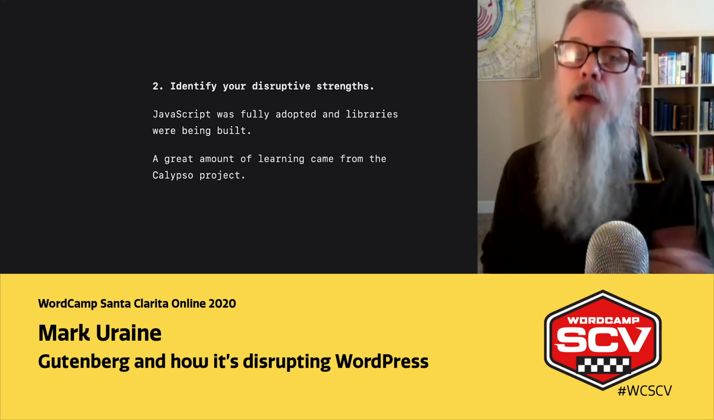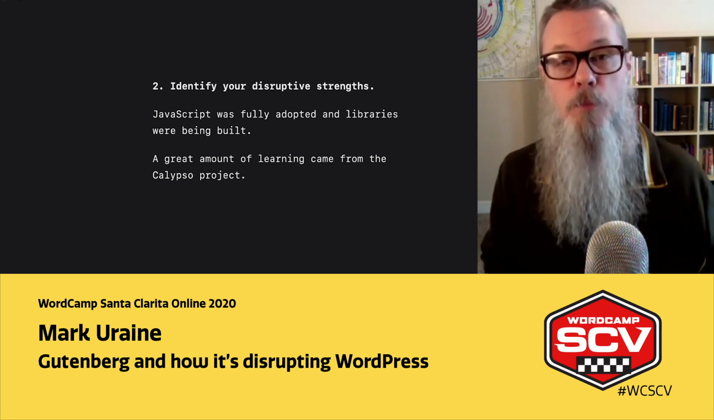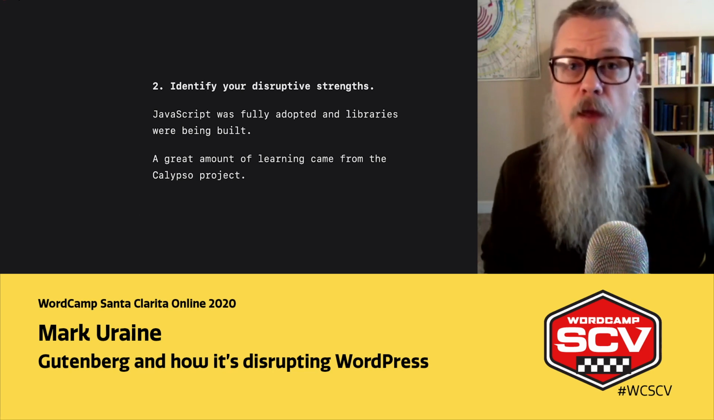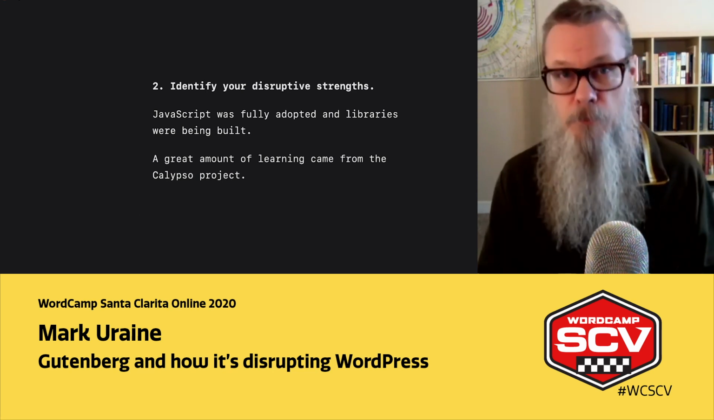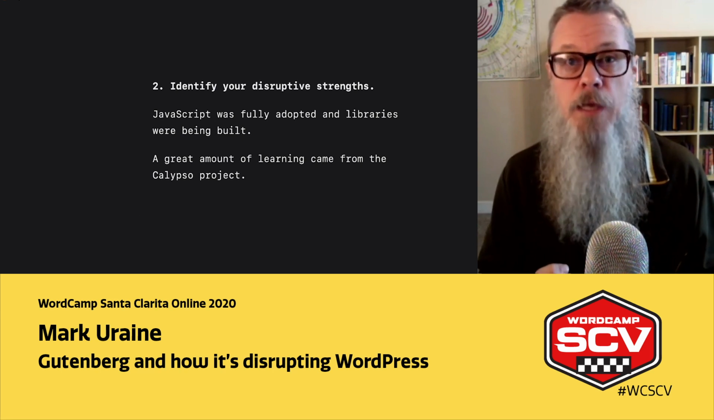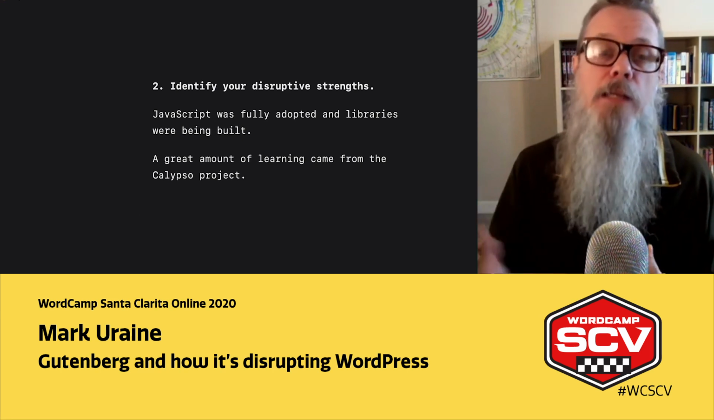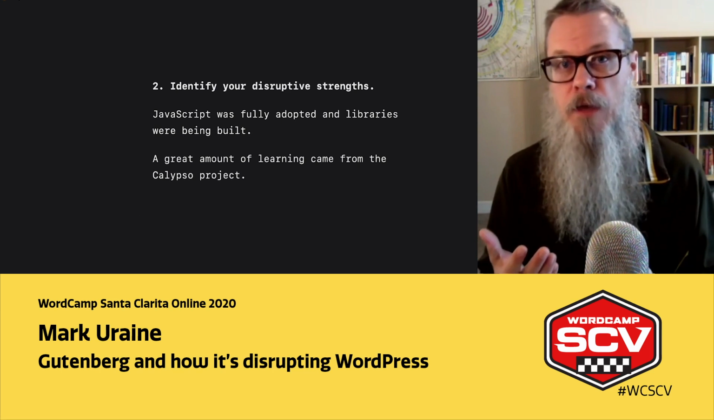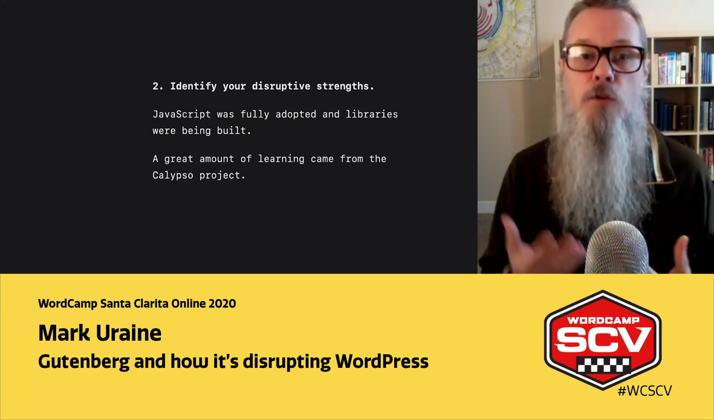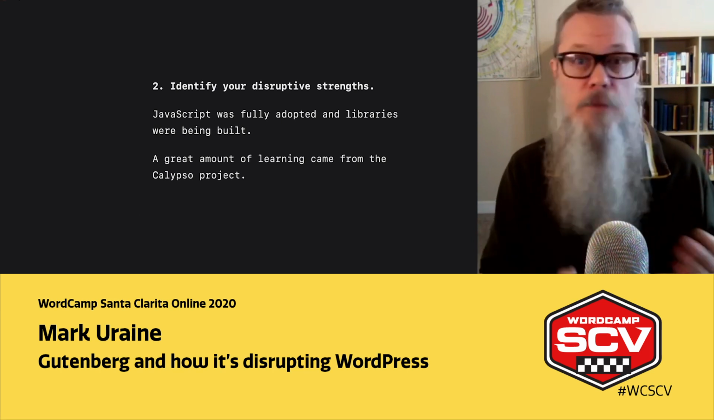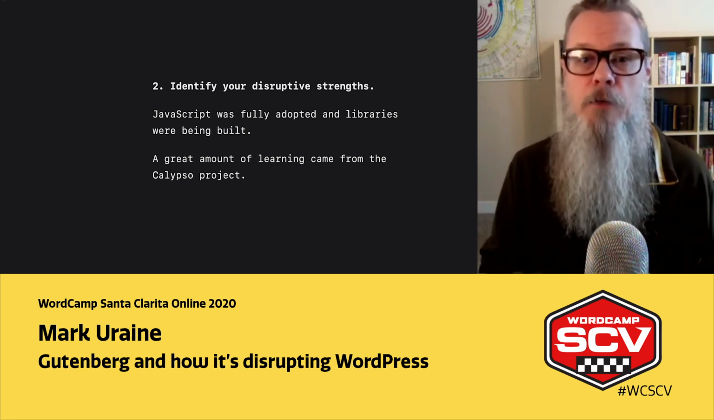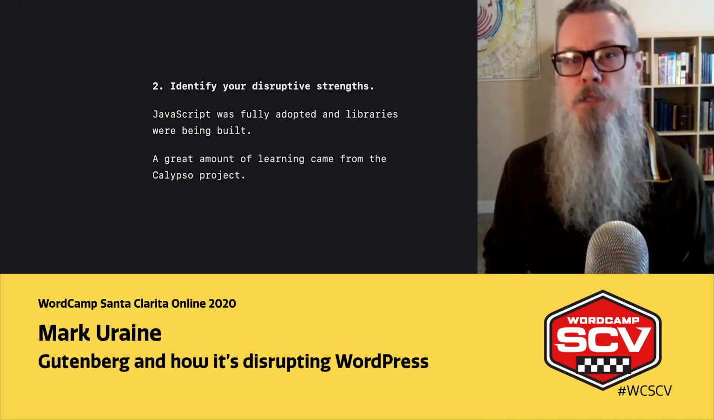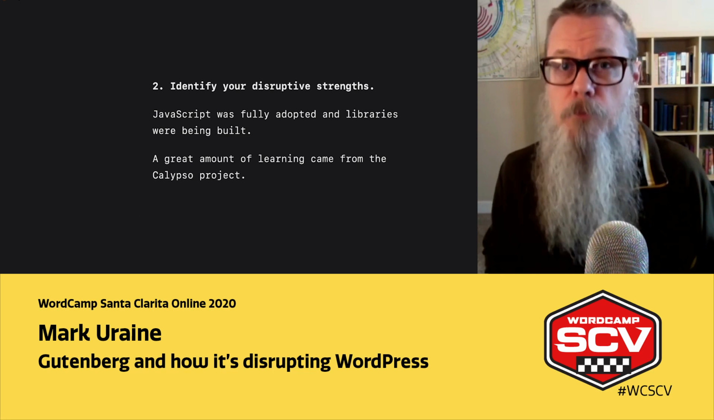And like I mentioned before, there was the Calypso project on WordPress.com. There was a lot of learning gained from that. Calypso was using APIs and redesigned the WP admin in a way that helped the user identify things a little easier, unified the interfaces. So we were learning from some of this stuff. It was done in the open on GitHub.